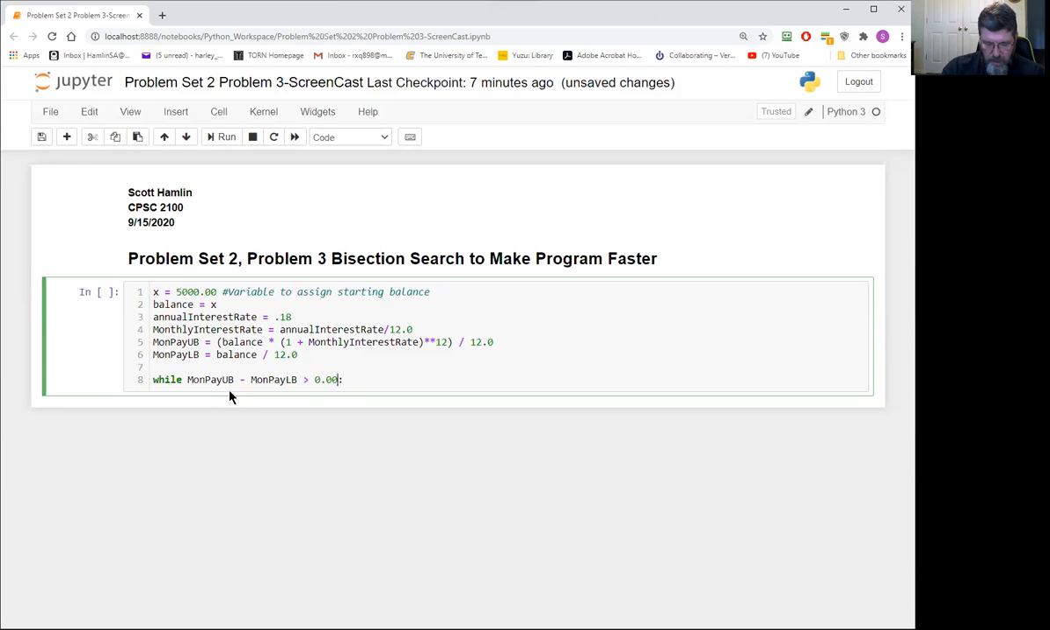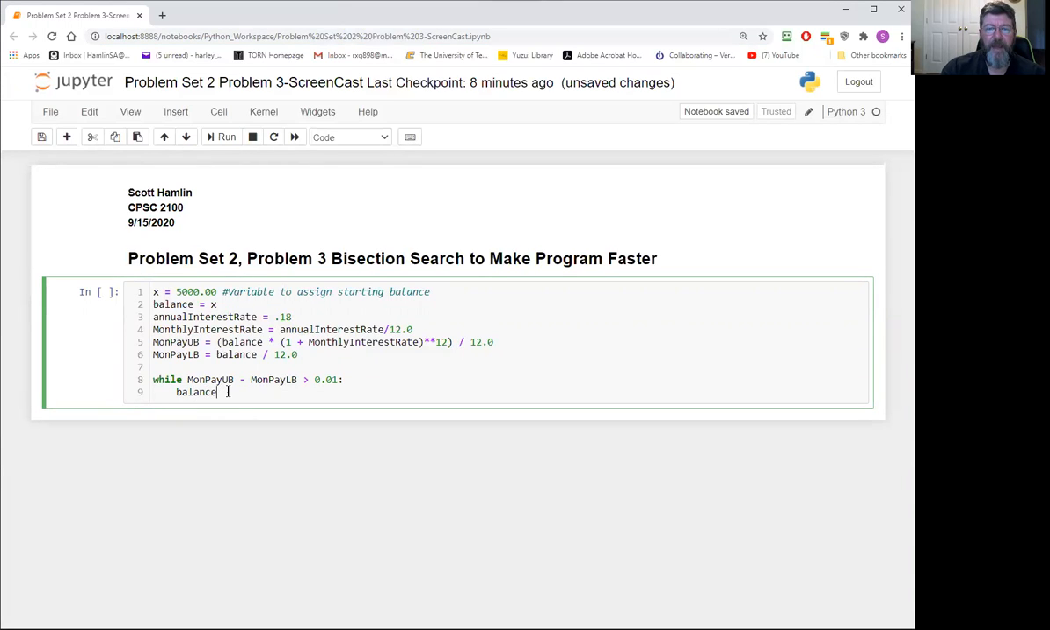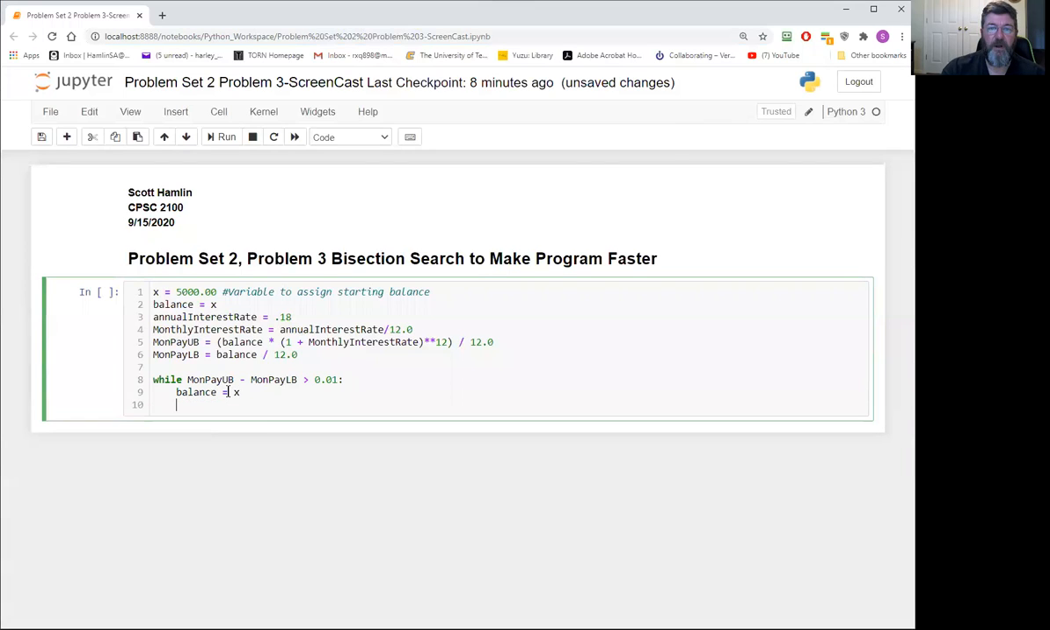So let's make that 0.9 or 0.5. Okay, that makes it a little closer. Just thinking this out. With 0.01 you could have a penny difference. Is that close enough for our purposes? Let me just keep it the way I had it. Okay, we'll just keep it to a penny. Within a penny should be enough. Balance equals X, that's how we started off, and our while loop will keep going until we get those two payments to within a penny, and that'll be our answer.